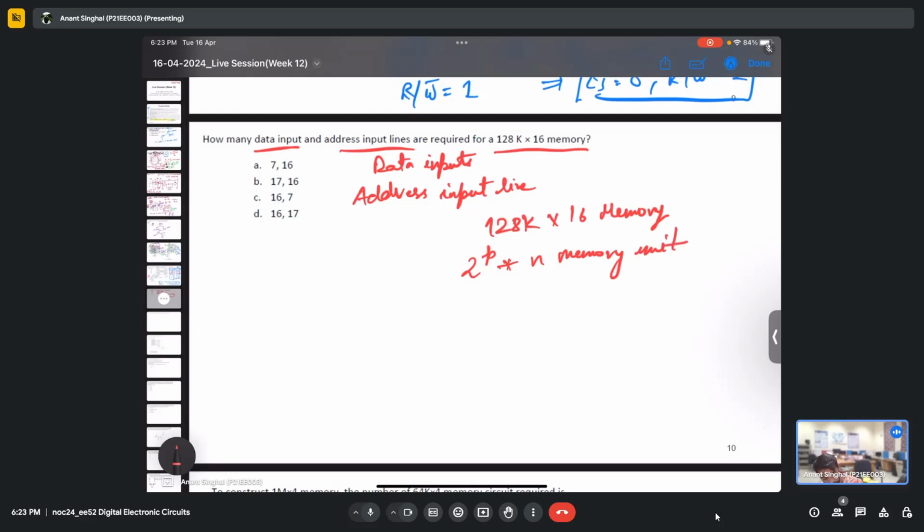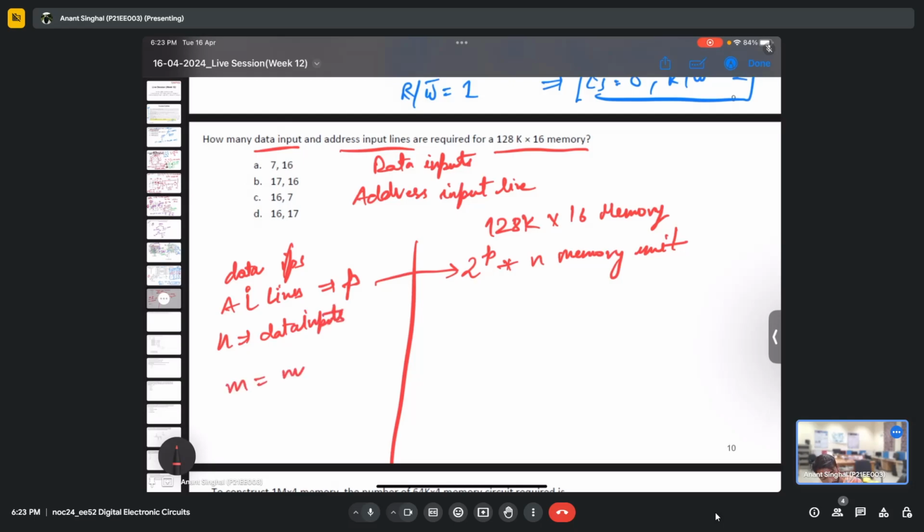And we have certain terms such as data input, which is asked. Then we have address input lines, which is denoted by p here. Then we have n, which is the data inputs. Then we have m, which is the number of locations.